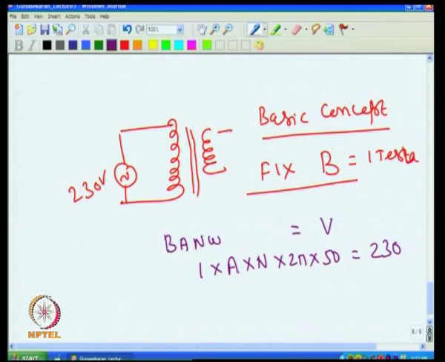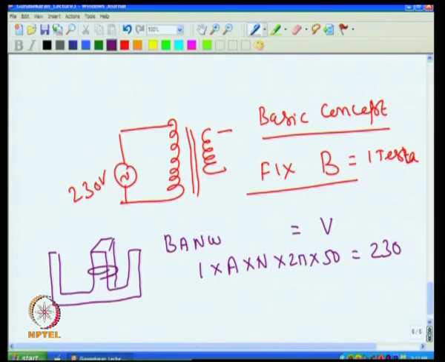Now, what is the area of the core? If you see carefully, our actual core, what we used, the E core, we are winding here on that core. So, this is the area of the core. Here only the magnetic field is generated, and this is the area of the core that is actually fixed in this. So, if I know the area of the core, then I know all the parameters, so N can be determined.